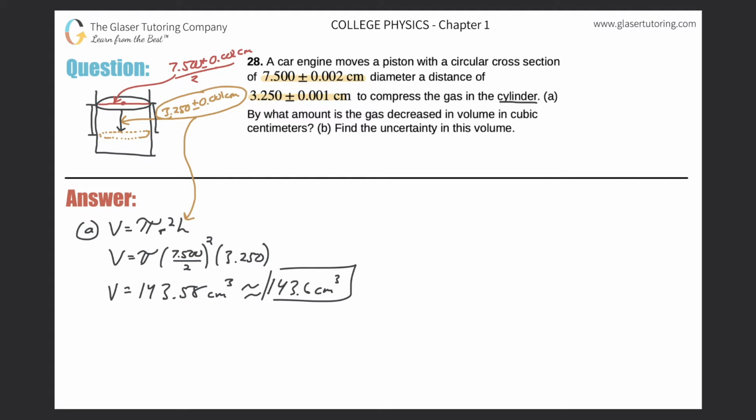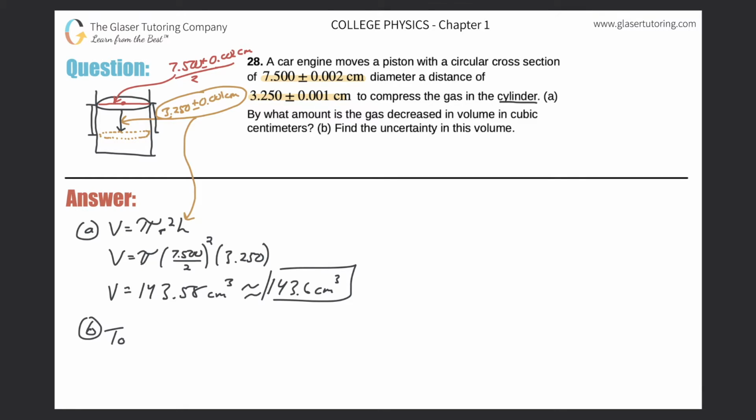So now we have to find the uncertainty in this volume. Now remember, since we had to do a calculation in order to find the volume, if we want to find the total uncertainty in this calculation, we want to think about it in terms of percent uncertainties.